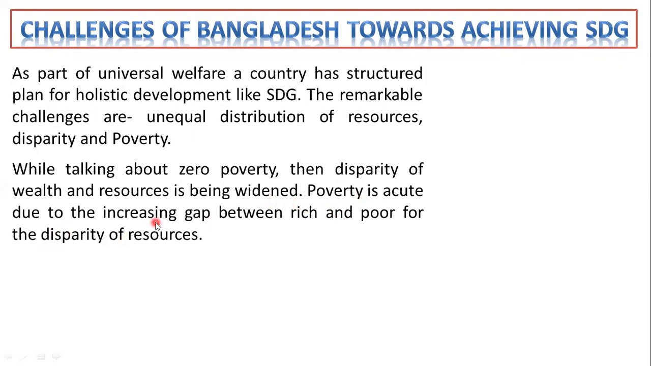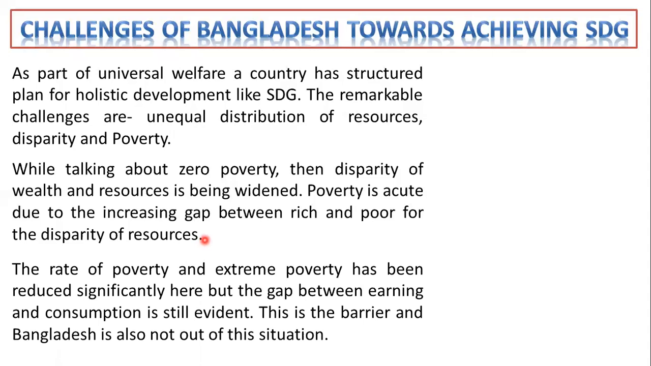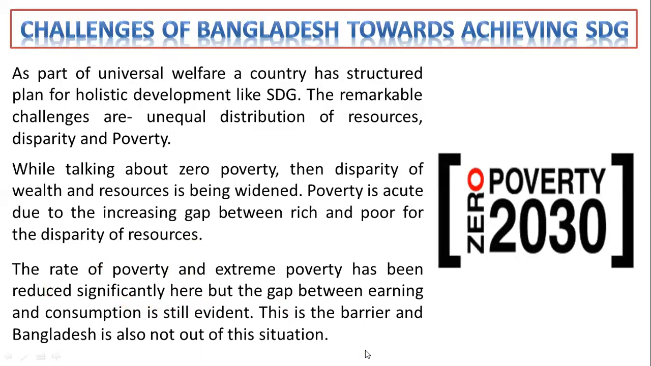Another one is poverty is acute due to the increasing gap between rich and poor for the disparity of resources. That means the resources are stored amongst the people who are rich. That means rich people are becoming richer day by day, and the poor people are becoming poorer day by day. That means the disparity increased and the gap of resources also increased, which is not at all expected for SDG. The rate of poverty and extreme poverty has been reduced significantly here, but the gap between earning and consumption is still evident across the world. This is the barrier, and Bangladesh is not out of this situation.